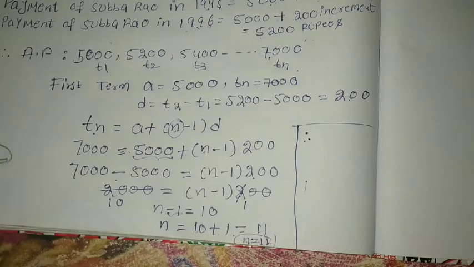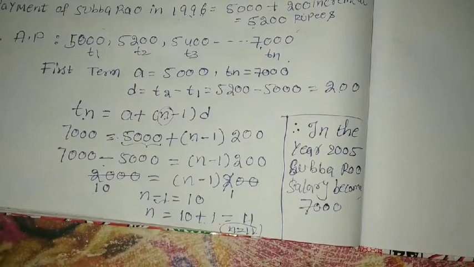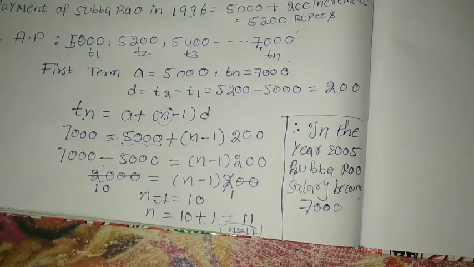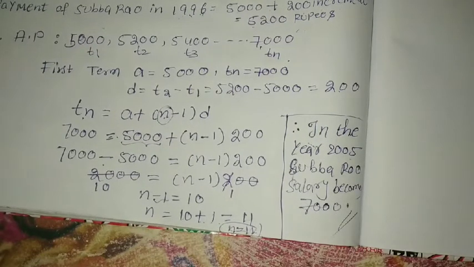So what you have to write here? Subba Rao's salary will become 7000 in the year 2005. Otherwise you can write like this: in the year 2005, Subba Rao's salary becomes 7000. Very simple, no? Let's start the next question.